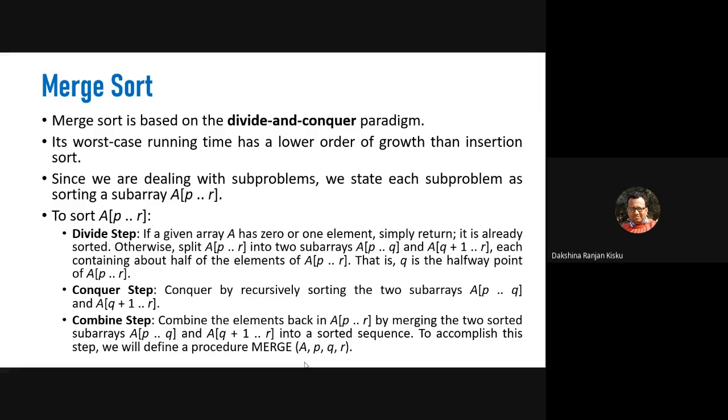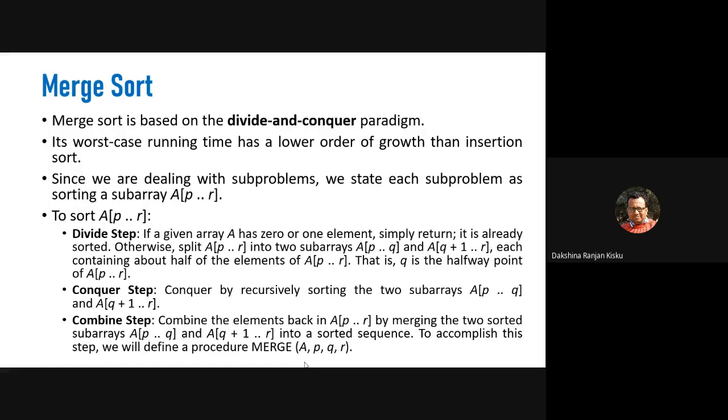Half of the elements will be found in the subarray A[p..q], and the remaining half will be found in the other subarray A[q+1..r]. Here q+1 is the first element of the second subarray and r is the last element of the second subarray. In the first subarray, p is the first element and q is the last element. Here q is indicated as the halfway point of the array.